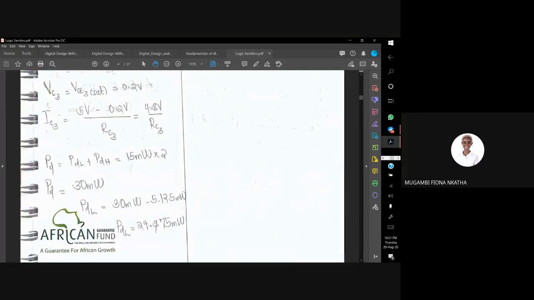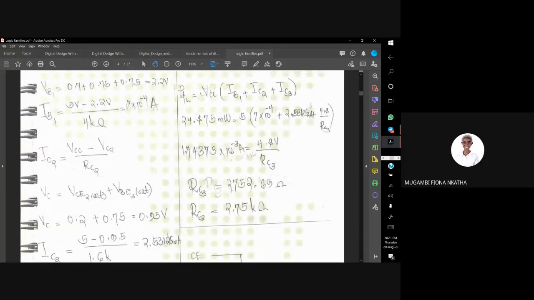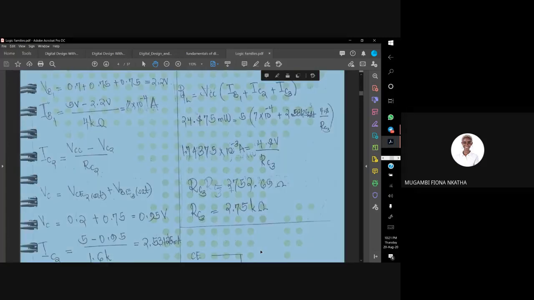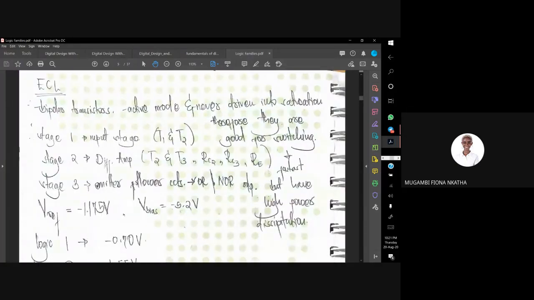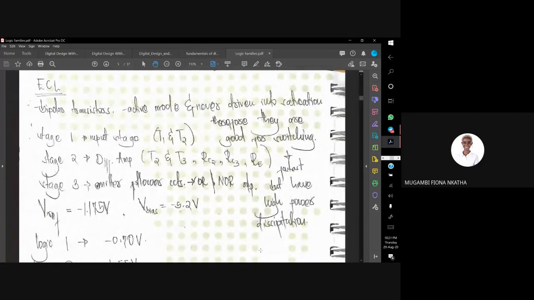I hope I've not confused anyone with the power dissipation formula. I've just written it wrongly here, but PDL is 24.875 milliwatts. I was writing it in a hurry. So PDL of 24.87 is equal to 5 times the summation of this. When you make RC3 the subject of the formula, you find 2.75 kilo ohms. Okay, so now there was the ECL.